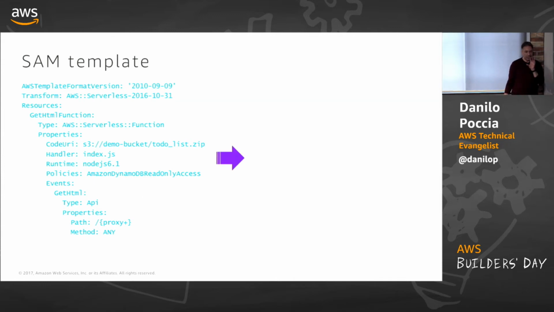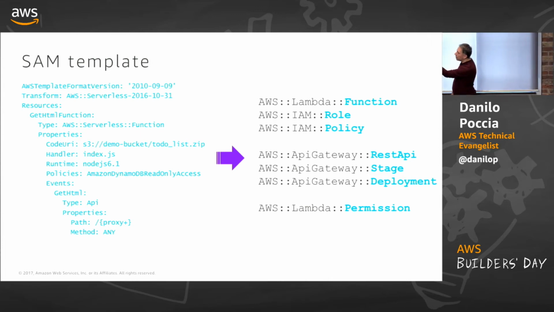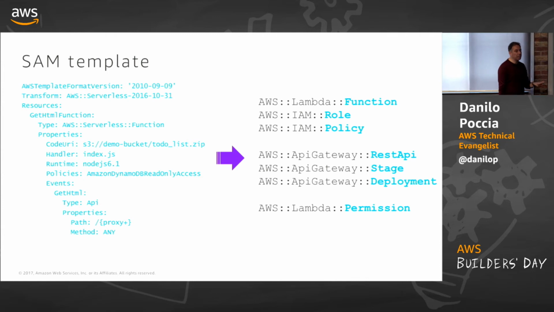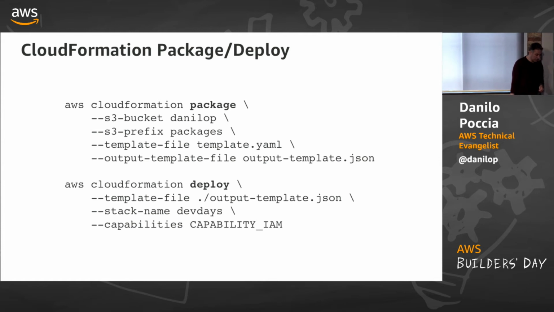And if we pass this template file to CloudFormation, it will automatically create all these resources that are not described in my SAM template, but I would need to describe if I would directly use CloudFormation. So the function, the role, the policy, the deployment, the stage of the API, the permissions, all these things are automatically implied if not defined. And this would be the traditional CloudFormation template to do exactly the same thing. You see, it's a little bit more verbose than it should be for this use case.